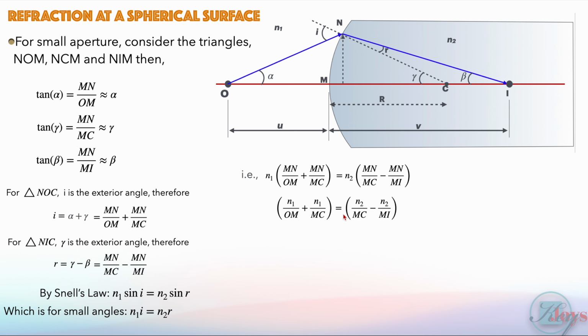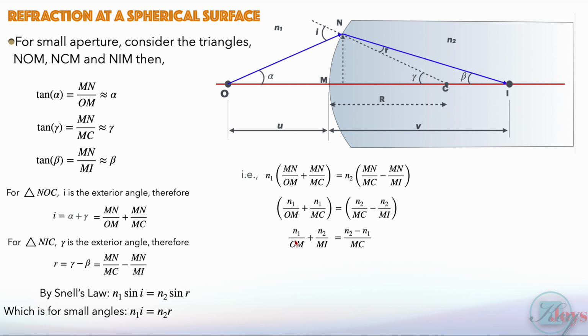Now in this, you can see that Mc is common. Om and Mi, what are they? Om is the object distance, and Mi is the image distance. So let us take these two to one side. This N2 by Mi I will take to the left, and this N1 by Mc I will move to the right. So I get N1 by Om plus N2 by Mi on the left, and N2 by Mc minus N1 by Mc on the right. So Mc is common, taken down here.